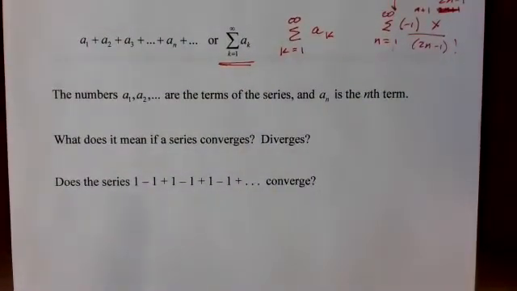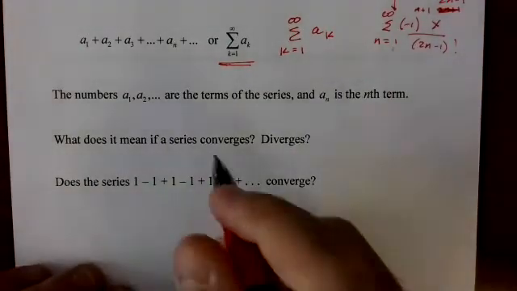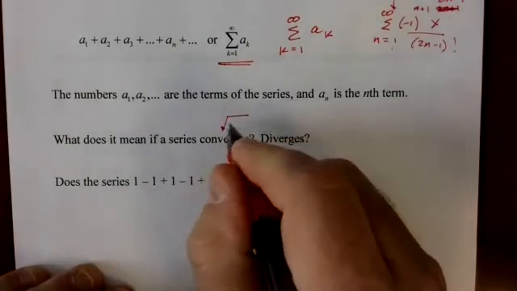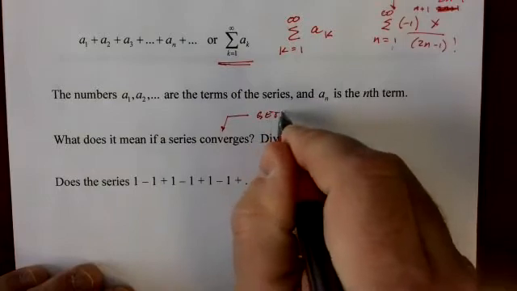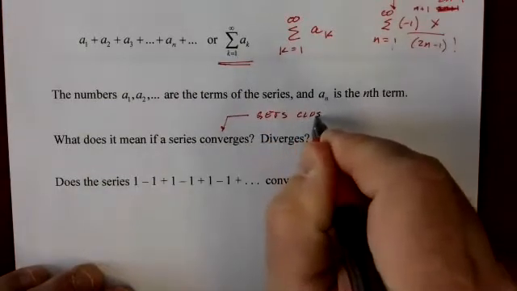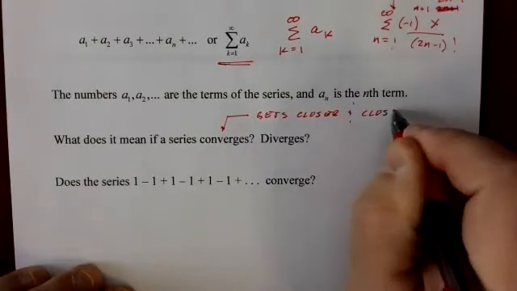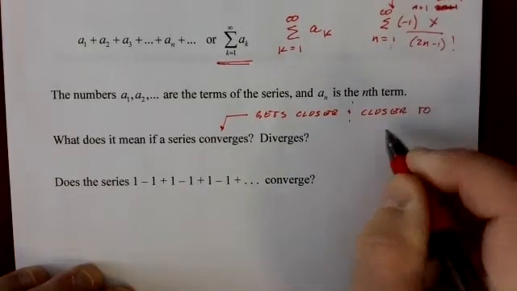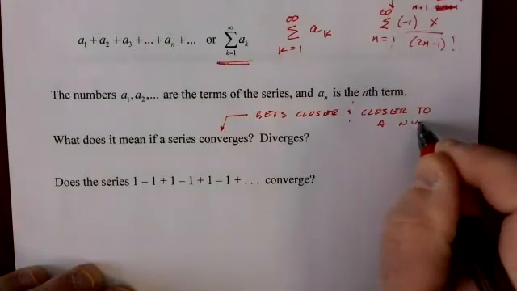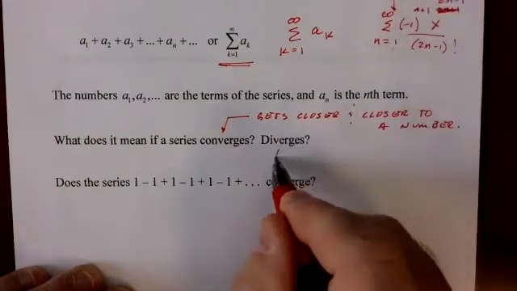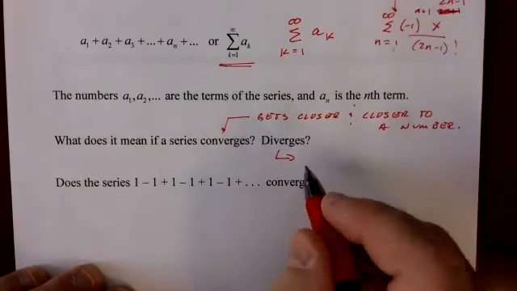So what does it mean if a series converges or diverges? And you're saying, we know this, we did this. Yeah, we did it for sequences. All right. So converges, we say it gets closer and closer to a number, like the 2 up top. Diverges, it doesn't converge.